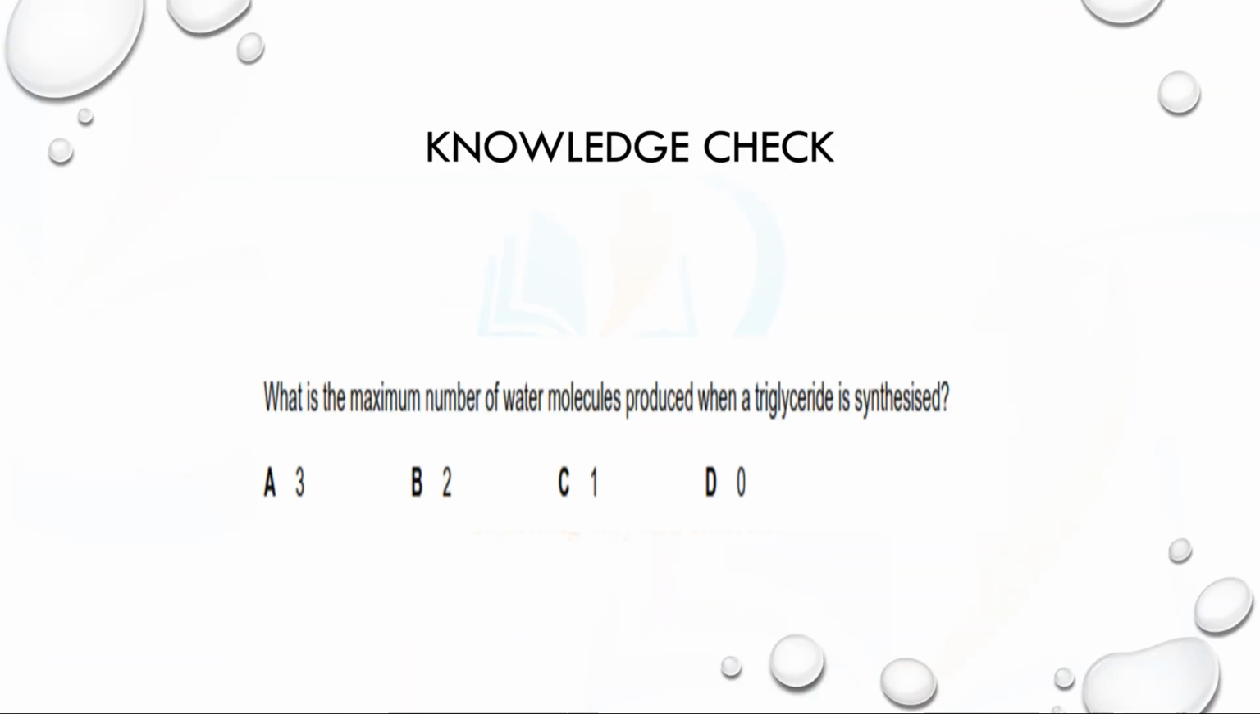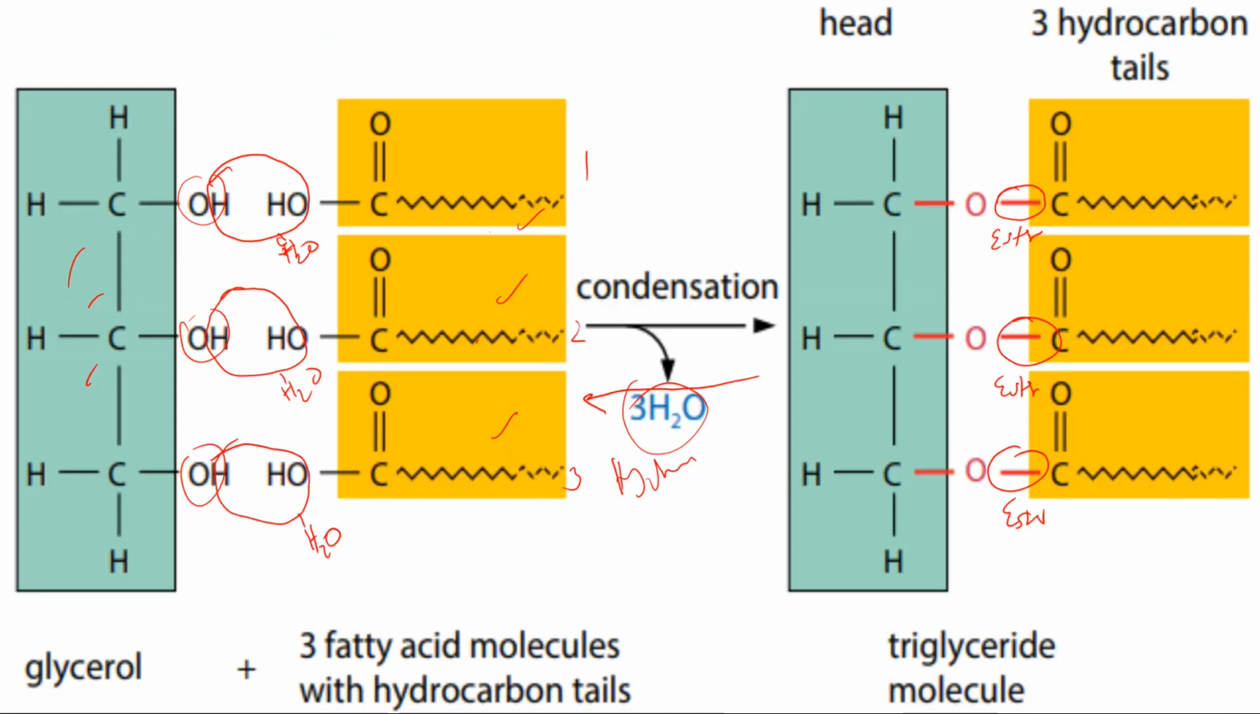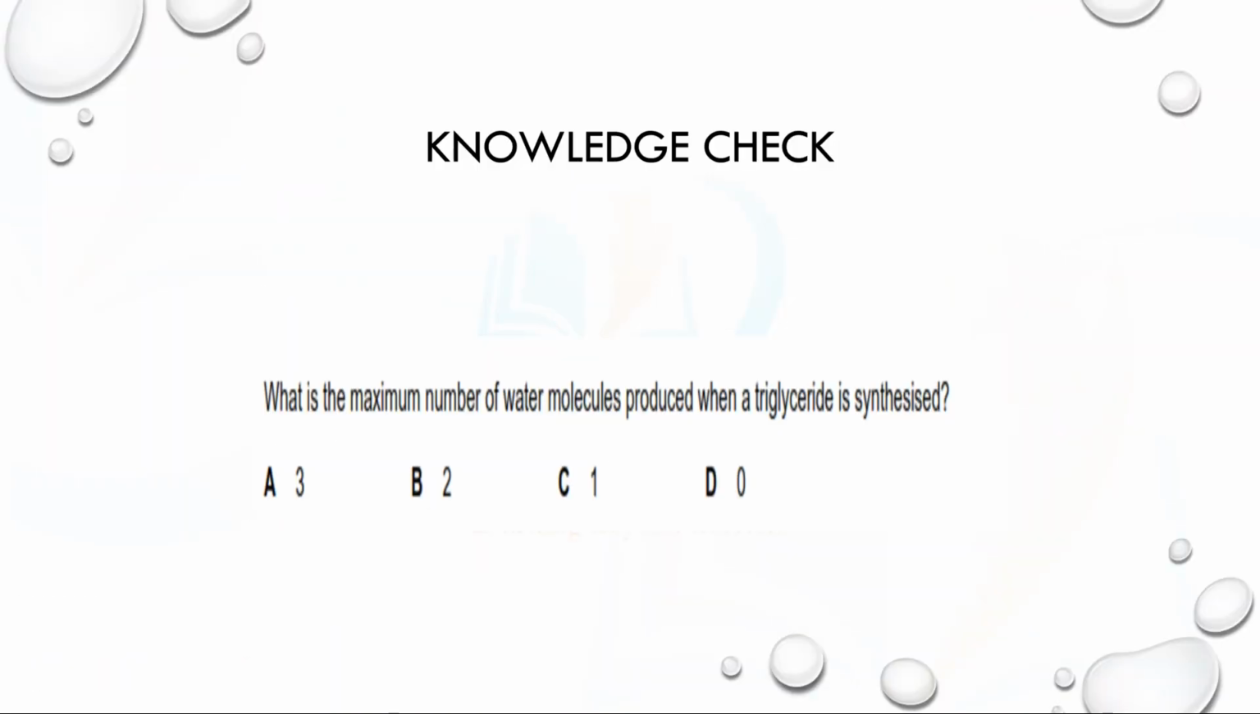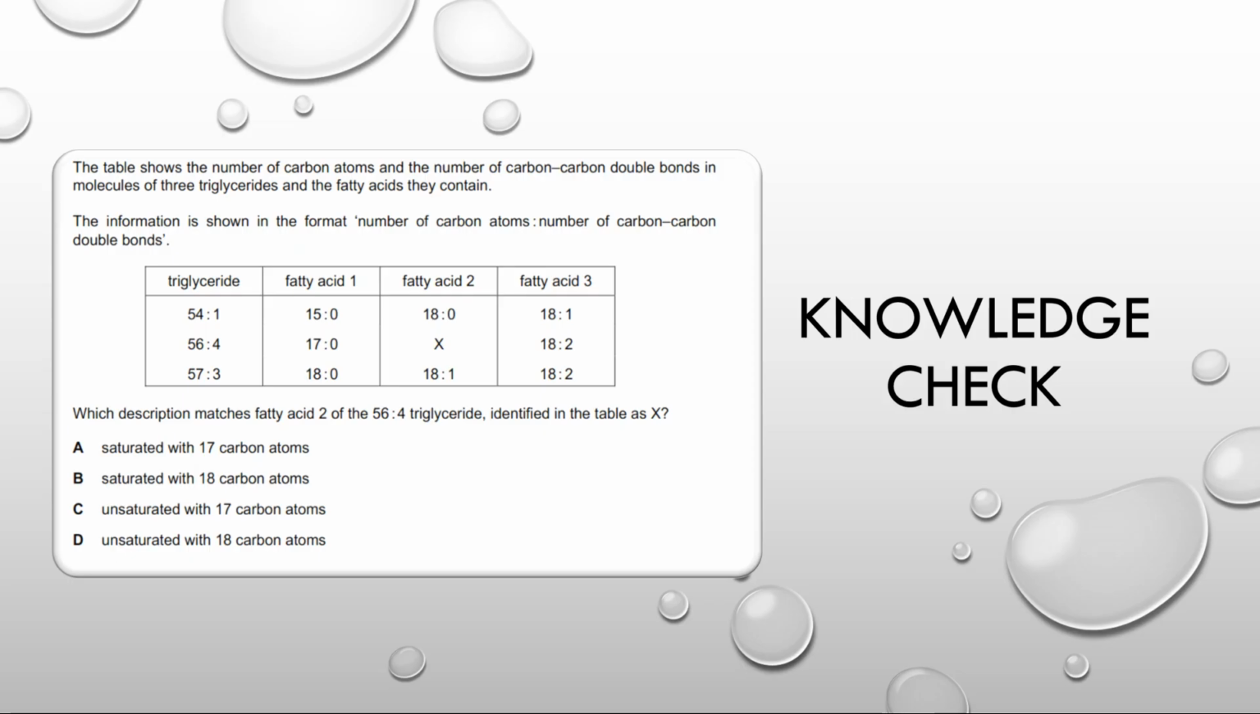So another check. What is the maximum number of water molecules produced when a triglyceride is formed? What's the answer? That's 3. 1, 2, 3. So the answer is 3. But if they change it and put phospholipid here, the answer will become 2.